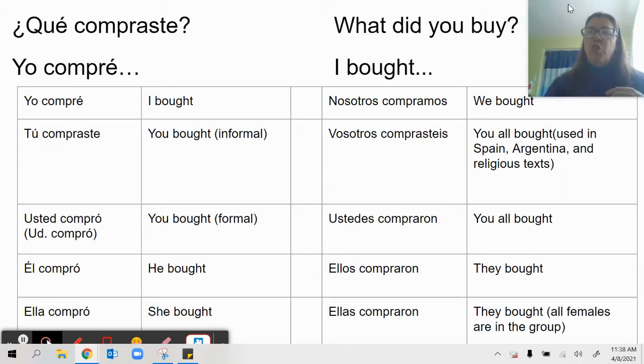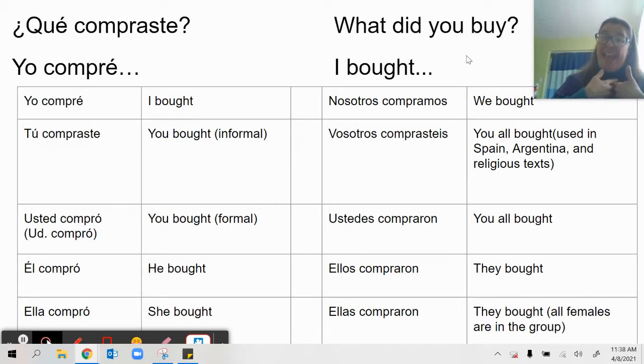Okay, so comprar, to buy. ¿Qué compraste? What did you buy? Yo compré, I bought. Notice the E with the accent mark for the yo. It's preterite now. Notice that usted, él, ella now has an O with an accent mark. So, yo compré, I bought. Tú compraste, you bought. Usted compró, you bought. Él compró, he bought. Ella compró, she bought.